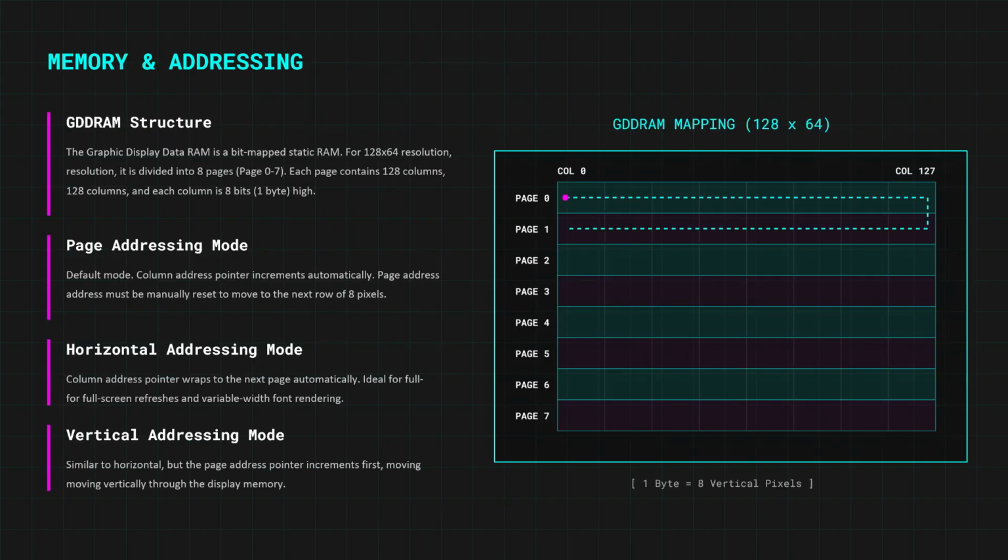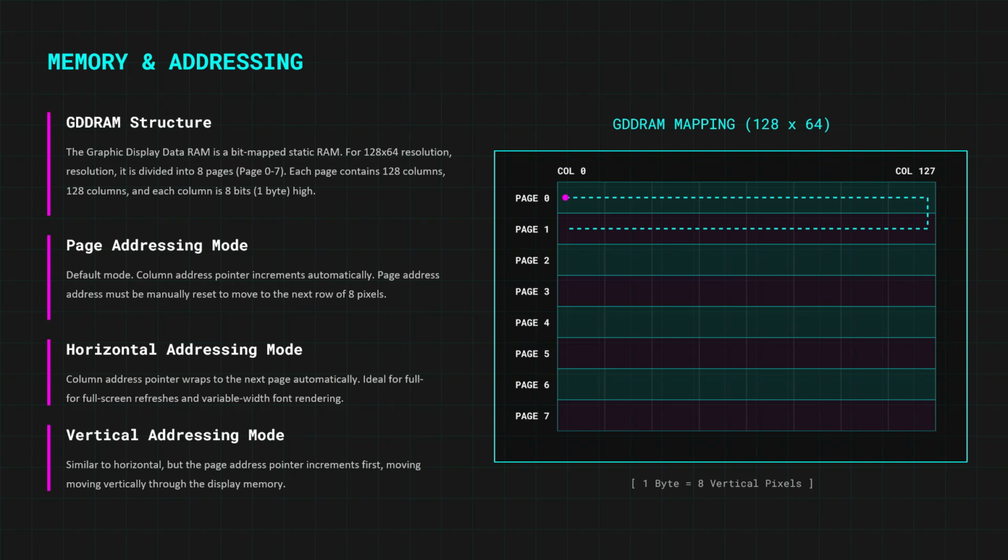Now we move to the memory architecture of the OLED display, which is implemented using Graphic Display Data RAM, or GDDRAM. In a typical 128 by 64 OLED display, the display memory is divided into 8 pages, where each page contains 128 columns. Each memory byte represents 8 vertical pixels, which allows the controller to efficiently store and manipulate graphical data.